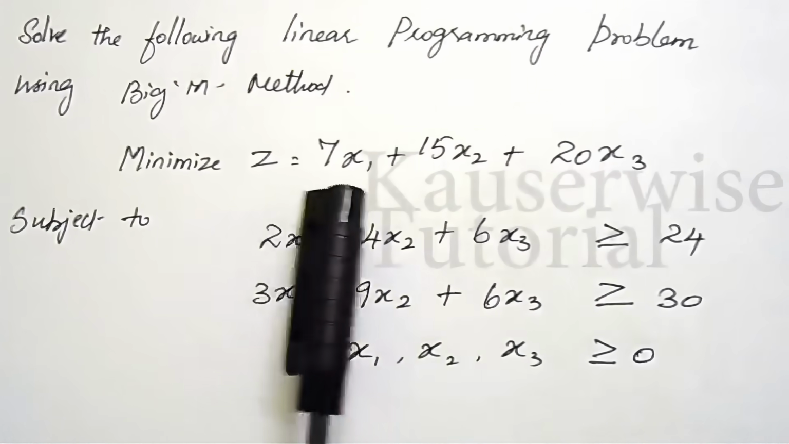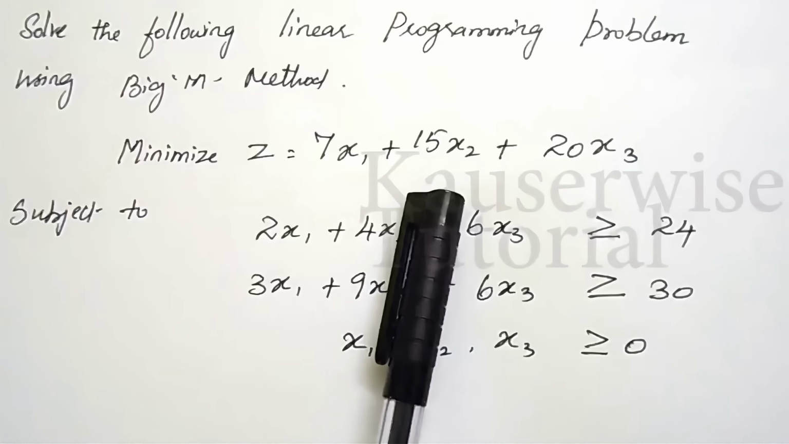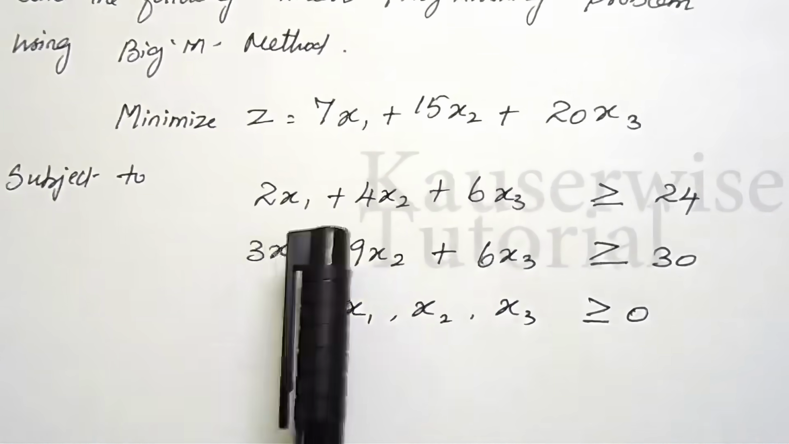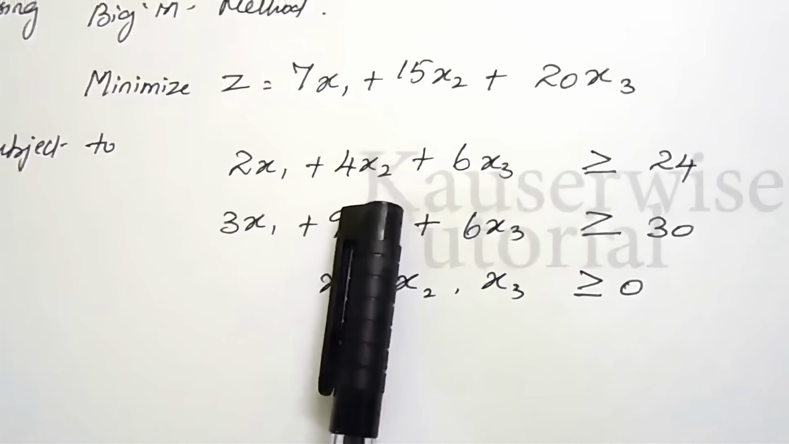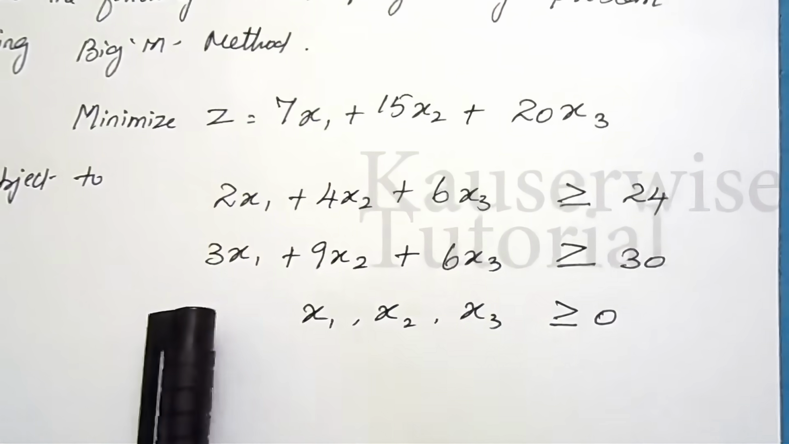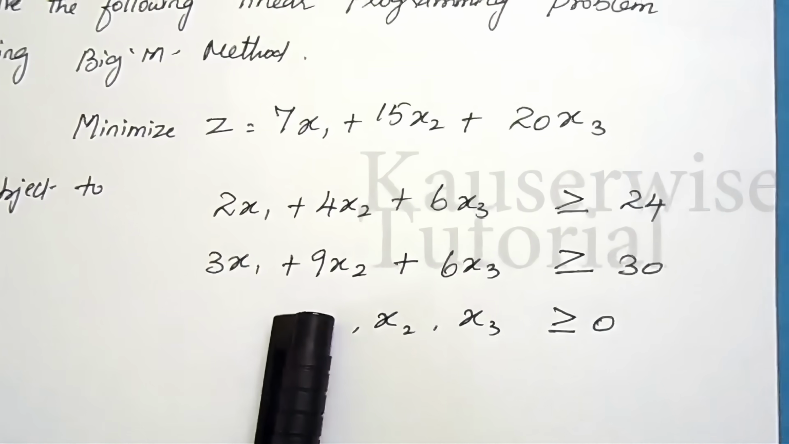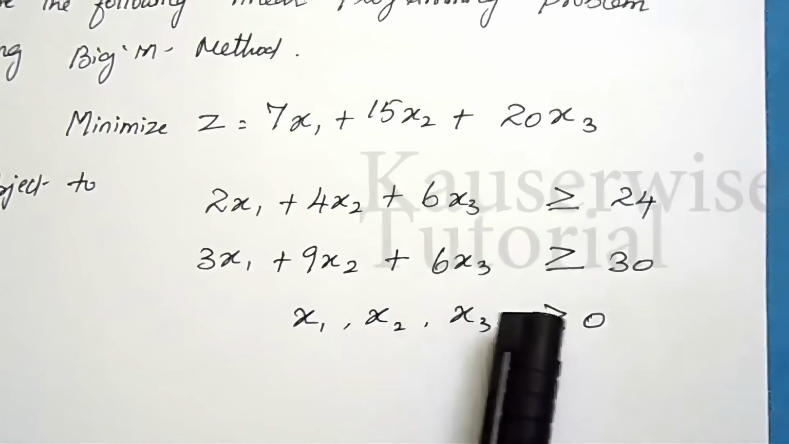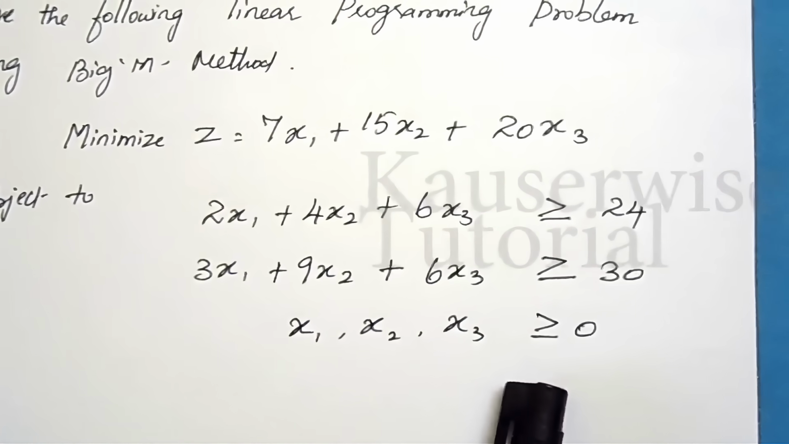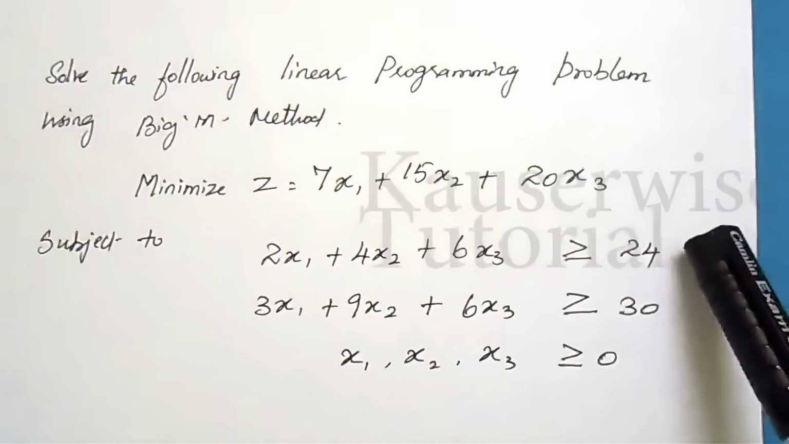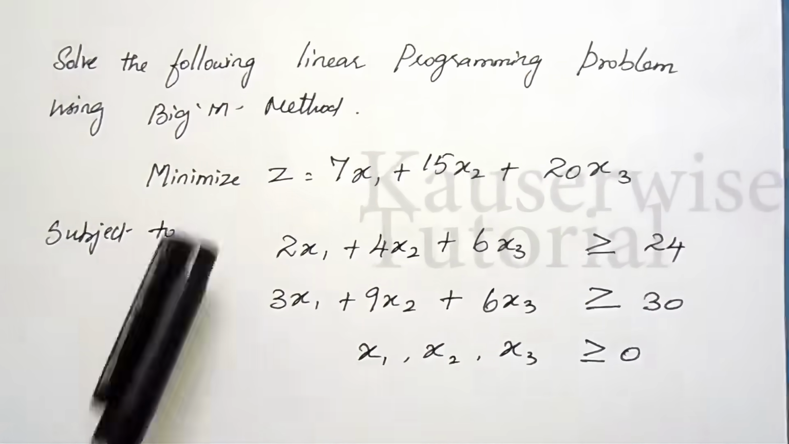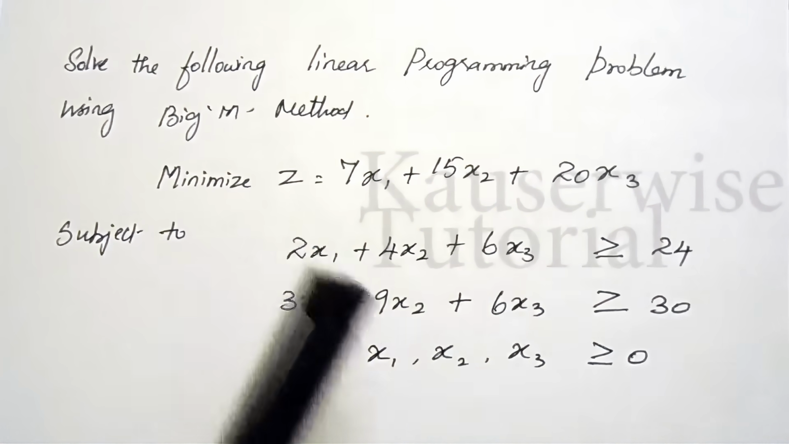Minimization z is equal to 7x1 plus 15x2 plus 20x3, subject to 2x1 plus 4x2 plus 6x3 greater than or equal to 24. And the second one, 3x1 plus 9x2 plus 6x3 greater than or equal to 30. x1, x2, x3 greater than or equal to 0. So these are the two constraints. This one is the objective function. So this problem is a minimization problem using the Big M method.